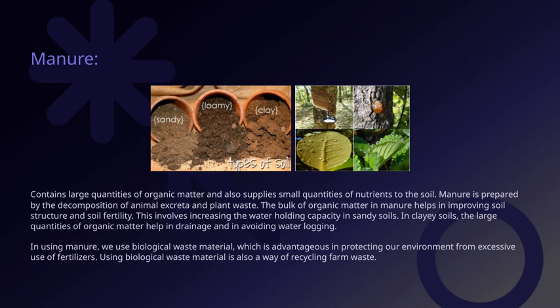Using manure is not just about fertilizing. It's about recycling biological waste material, which is a big advantage for protecting our environment. It reduces the need for chemical fertilizers and promotes sustainable farming practices. Overall, manure is a natural, eco-friendly way to enrich our soil while also managing farm waste responsibly.